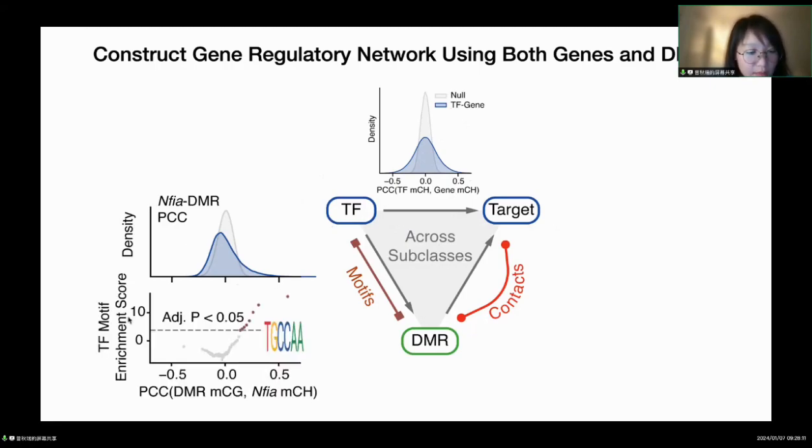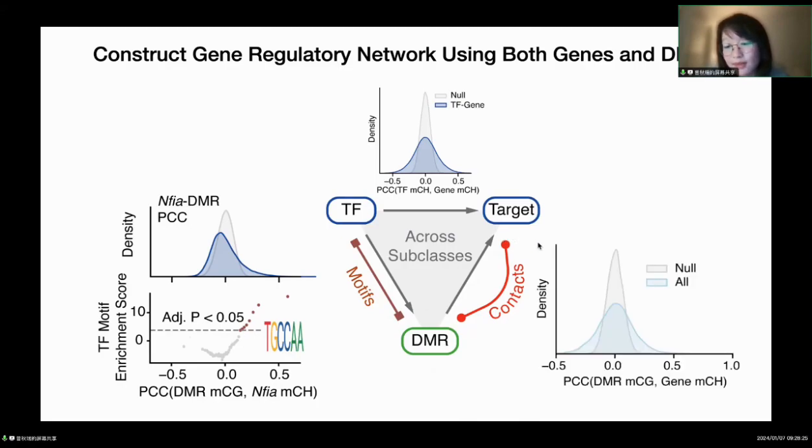But despite this, we also require that a TF motif is significantly enriched in the DMR to make them a pair, and also the DMR and target using the same method, which is correlating them. But a very interesting thing is we find if a DMR and the target gene have contacts with each other, they would show even more positive correlation with each other.